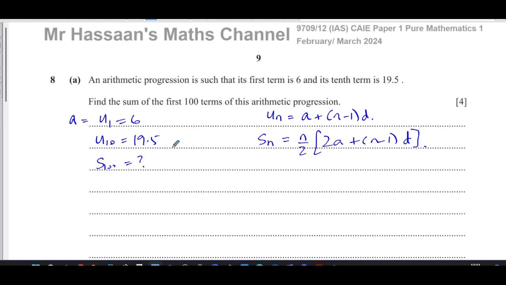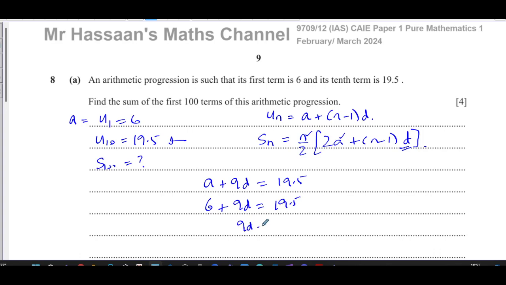With all of this information, we should be able to find the sum of the first 100 terms, because we know what a is, and we know what n is, it's 100. We have to find what d is, and we can find d from this information. So the 10th term, a plus 9d, 10 minus 1 times d, must equal 19.5. And I know the first term is 6. So 6 plus 9d equals 19.5.